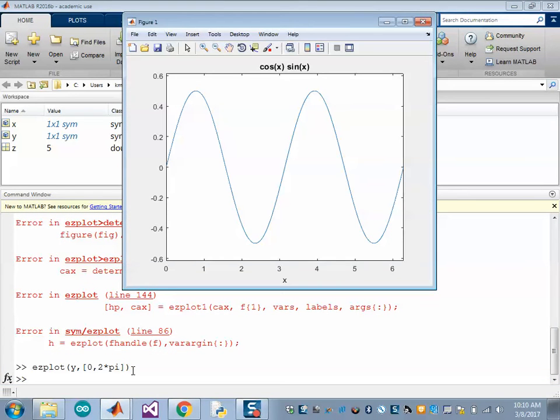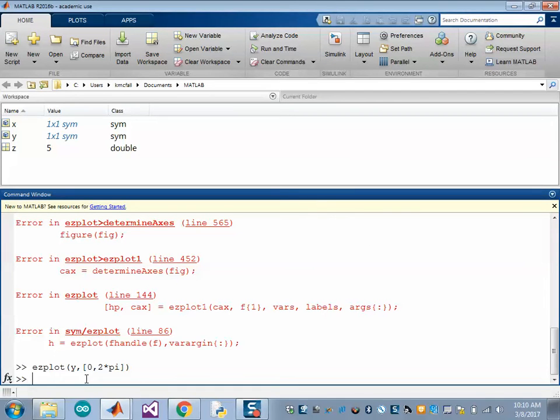Okay, but if you send 2 arguments to easy plot, the first argument being the symbolic function that you want to plot, and then the second argument being an array of 2 values, one being the minimum x and the other being the maximum x, you can see I'm going from 0 to 2 pi now in my plot. 3.14 times 2 is 6.3 or something like that. You can see it goes up to 6.3. Okay, so we have this wonderful thing, easy plot.